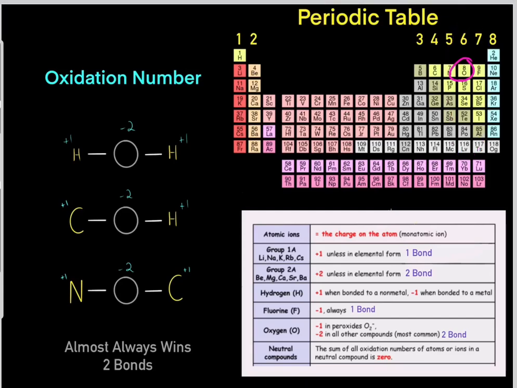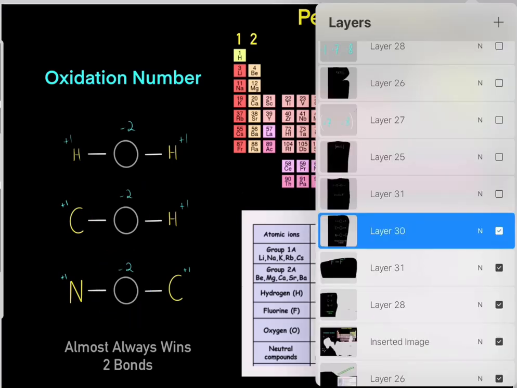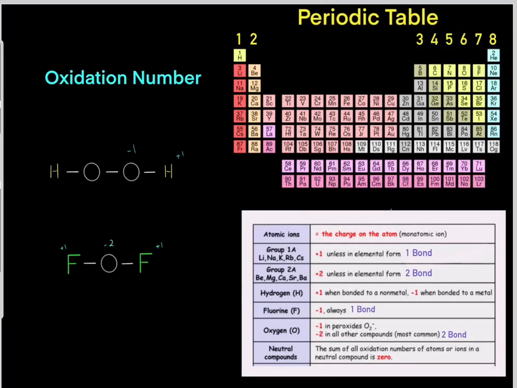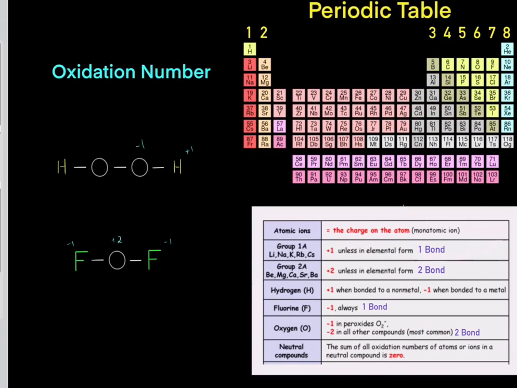And also due to oxygen's location in the periodic table, it almost always has 2 bonds. So because oxygen almost always has two bonds, and it almost always wins both bonds, it's almost always going to have an oxidation number of -2. Because again, oxygen almost always has two bonds, and it's almost always more electronegative, so it'll win both electrons. It'll win this electron and it'll win this electron. So therefore, it almost always has an oxidation number of -2. So that's another rule of thumb. Oxygen almost always has an oxidation number of -2, but there are a couple examples.